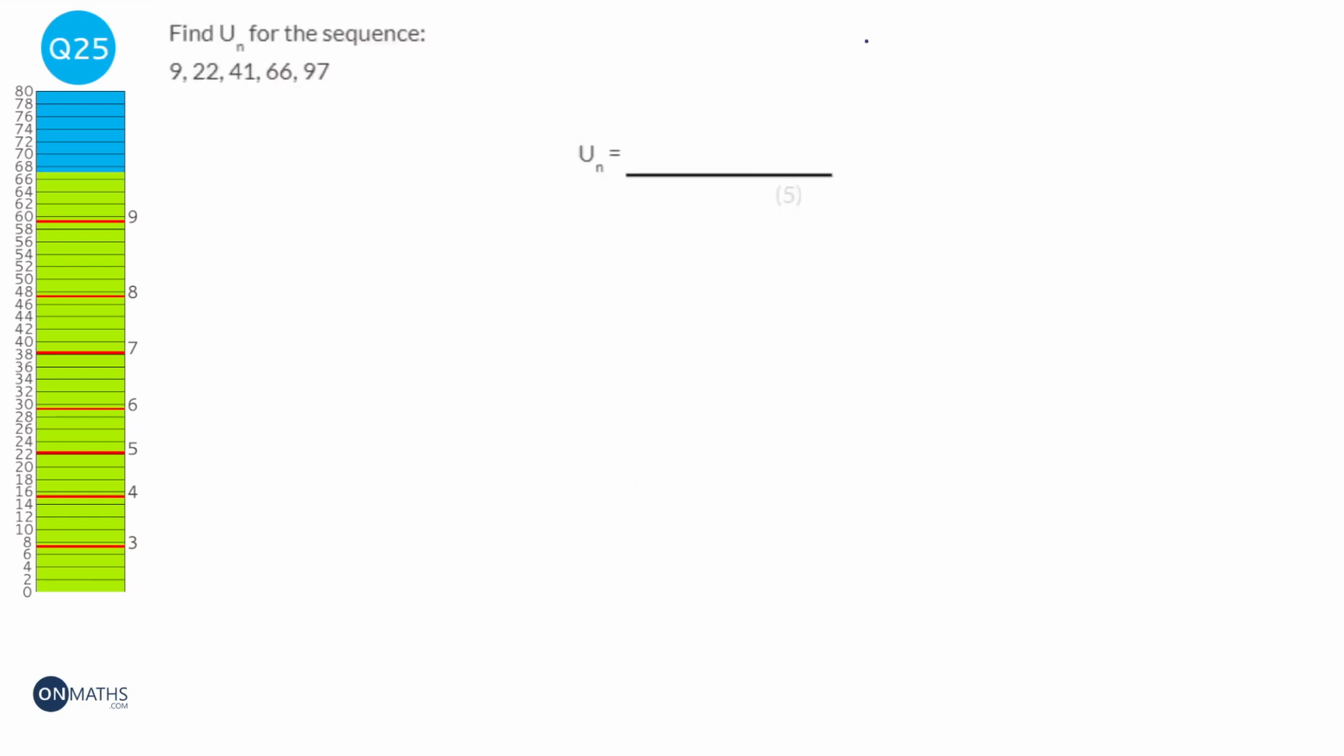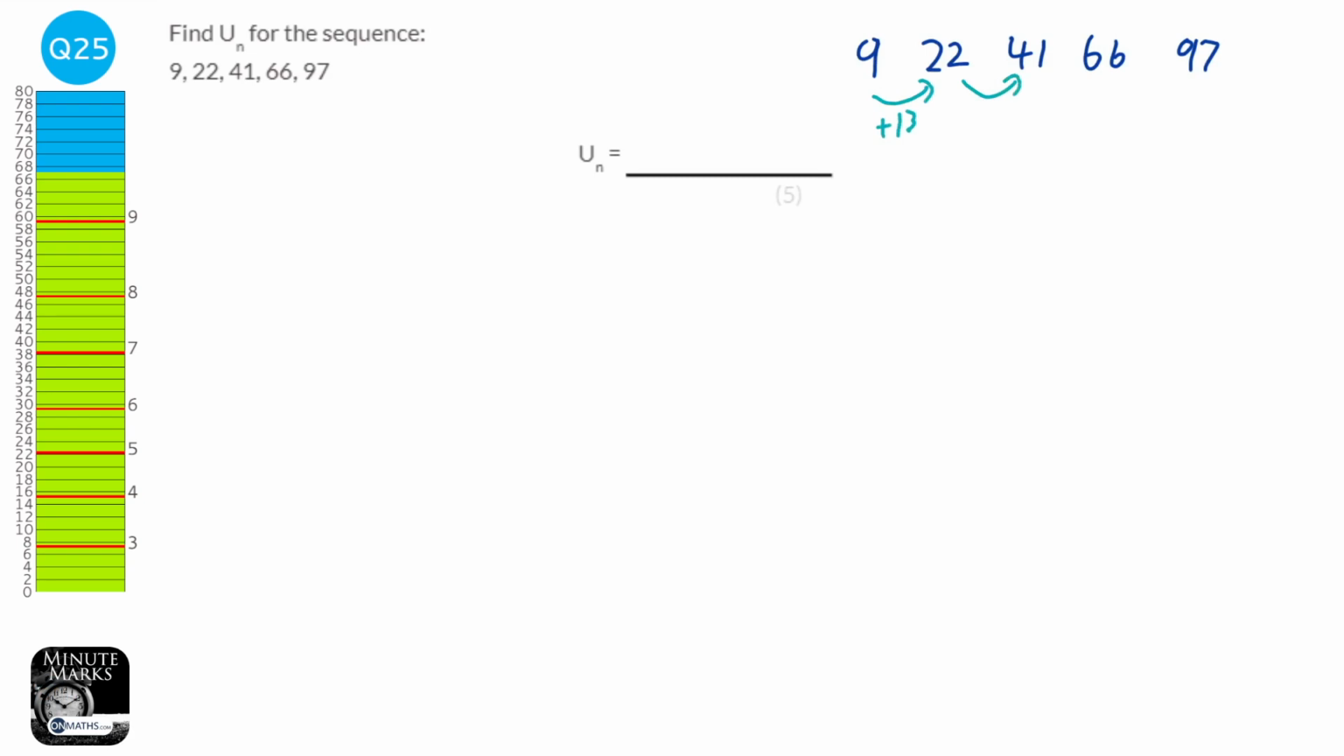So we're going to just quickly write out our sequence, so 9, 22, 41, 66 and 97, and we're going to find the differences of each of them. So that's going to be plus 13, then we've got plus 19, so they're different already. We know that it's not a linear sequence, and that's going to be plus 31. So we now look at the difference of the differences, and so we've got plus 6 again, and plus 6 again.